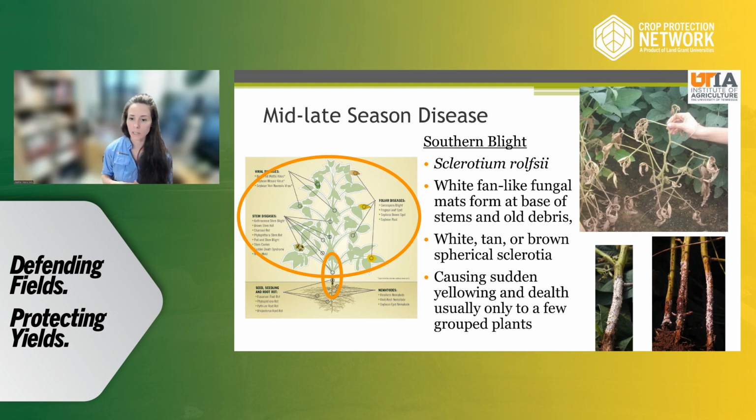So it usually causes a very sudden death, and usually only to a few groups of plants. But depending on the field history and the variety you're using, there is a possibility it could spread to larger areas of the field. You might first notice the foliage of the entire plant declining, wilting, and dying, but it's at the stem near the base and the soil line you need to look at to see some of these signs of the actual pathogen.